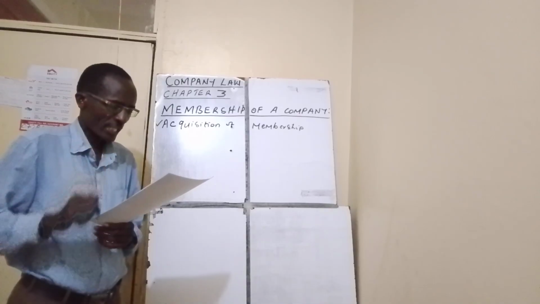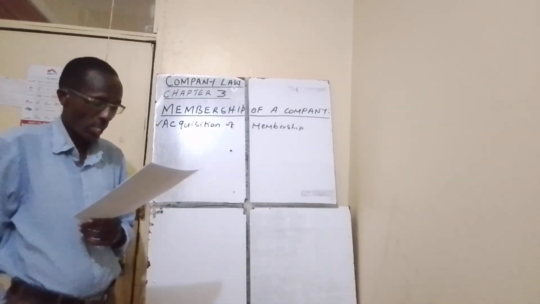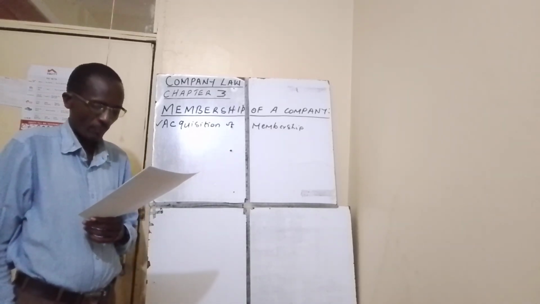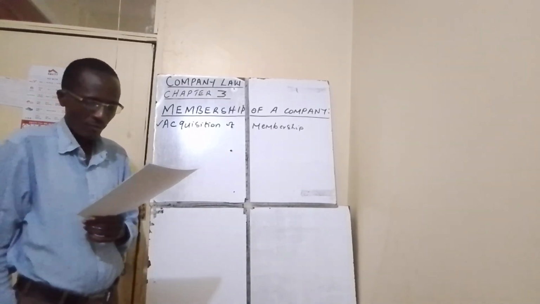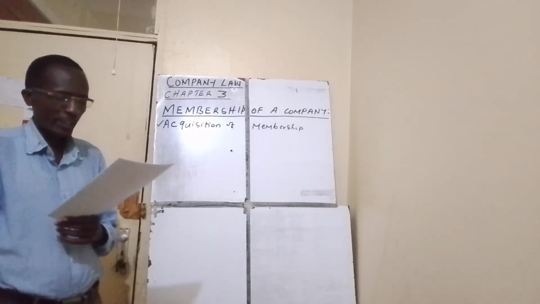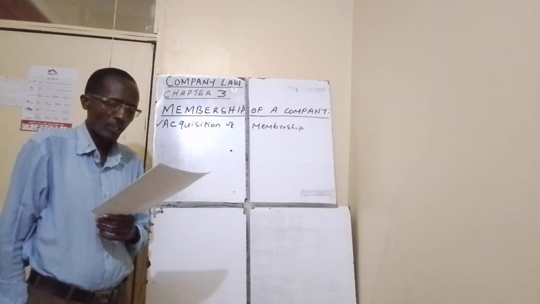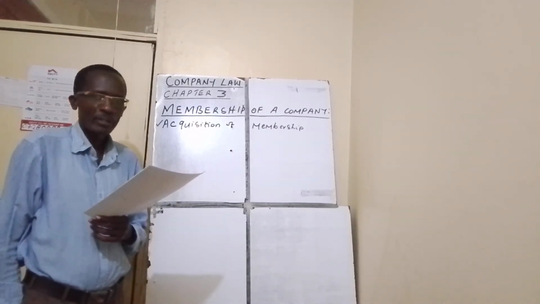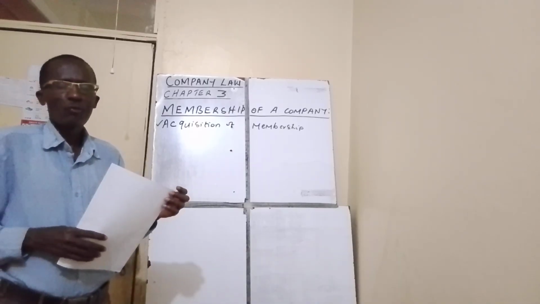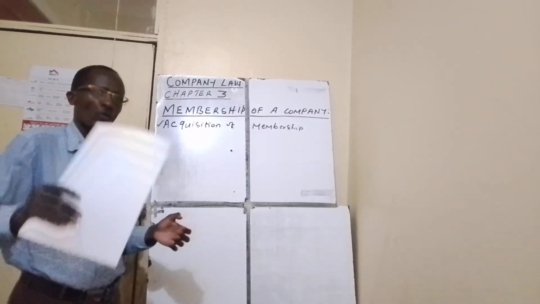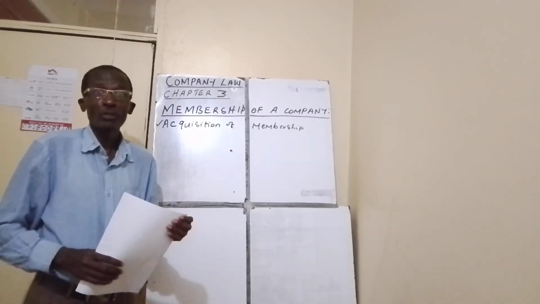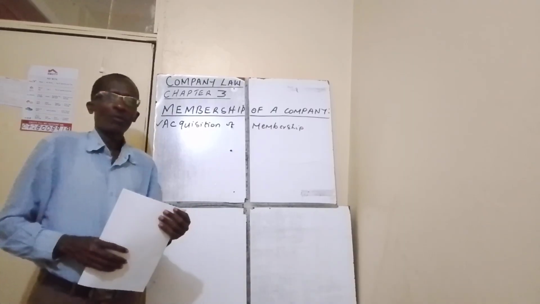And you say here, Section 28, subsection 1 provides that the subscribers to the company MOA shall be deemed to have agreed to become members of the company, and on registration of MOA, their names shall be entered in the register of members. So that is it. In the process of forming a company, we've done the process of company formation from name search up to certificate of incorporation.